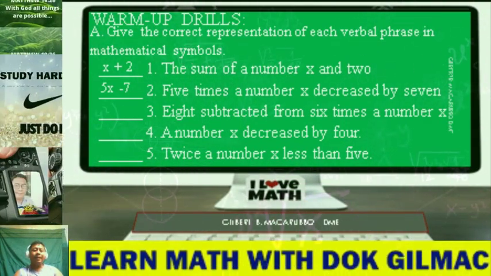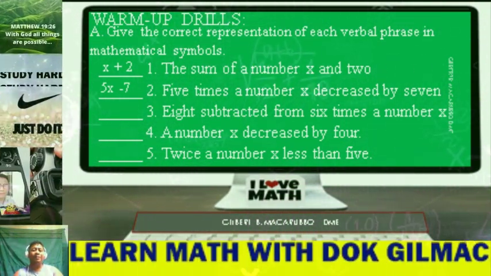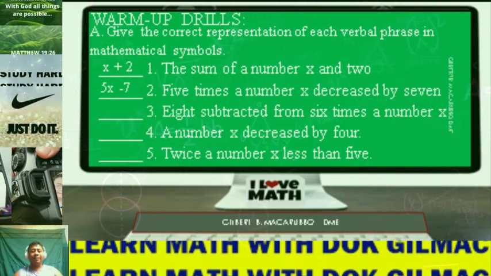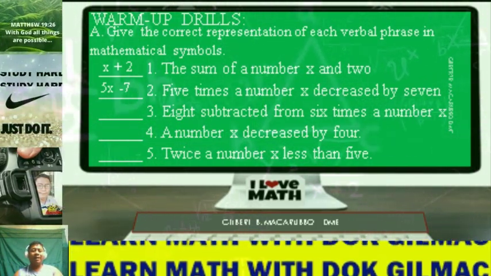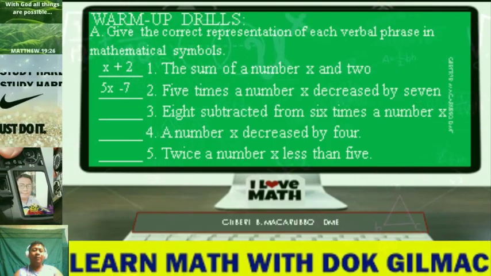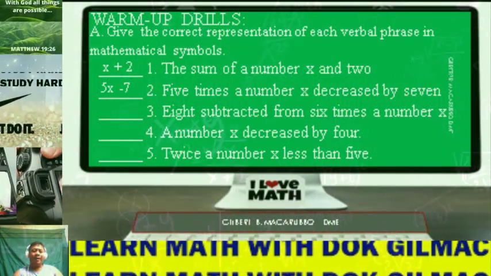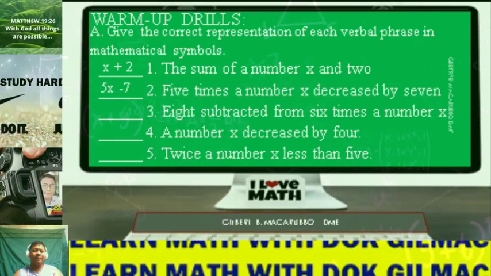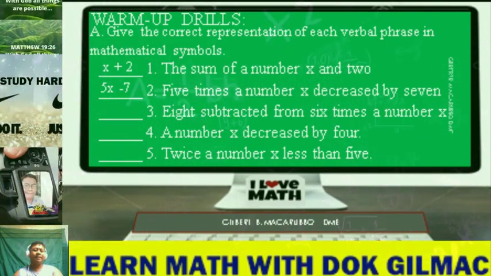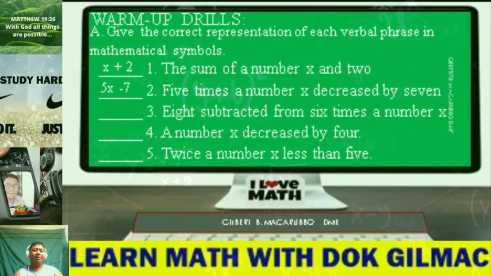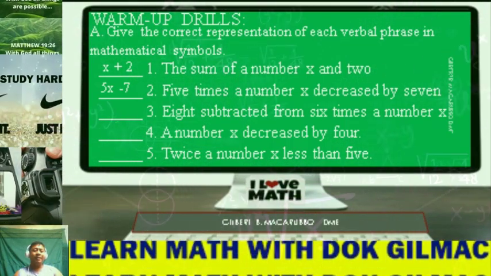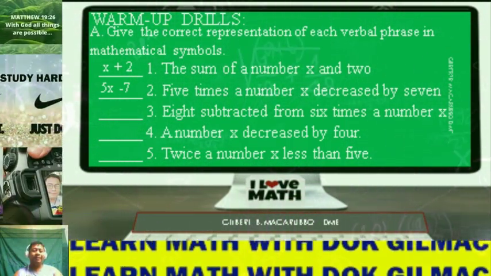8 subtracted from 6 times a number x. When we talk about 6 times a number x, you simply multiply 6 by x. And 8 subtracted from 6x, 6 times a number, is simply 6x minus 8.